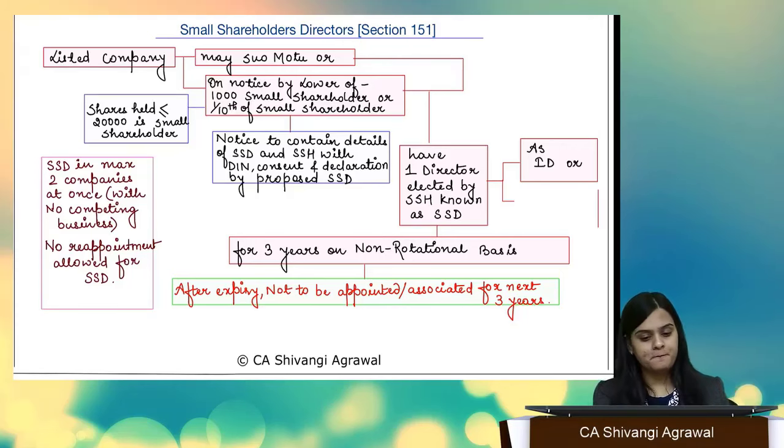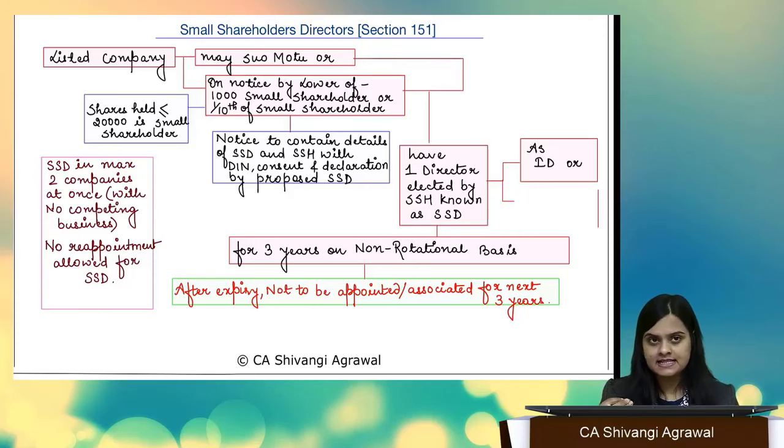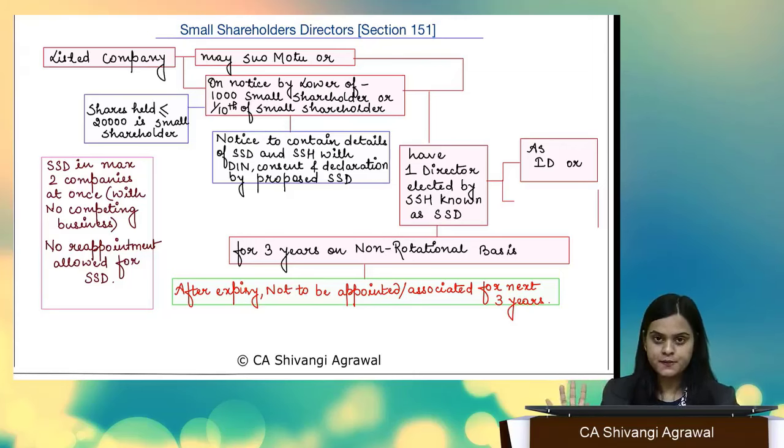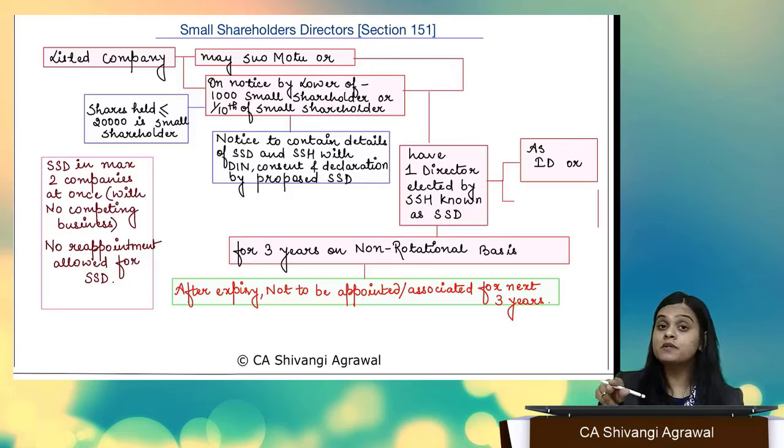Okay, fine. If a small shareholders director, someone who is appointed as SSD, is disqualified under section 164 or grounds of vacation are attracted to him, or he fails to meet the criteria of independence, he has to vacate the office. One person can be SSD in a maximum of 2 companies, but the 2 companies should not be in competing business, or their business should not be in conflict with each other, okay. And no reappointment allowed, that is something that I've already told you.